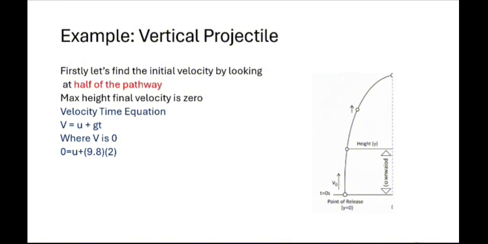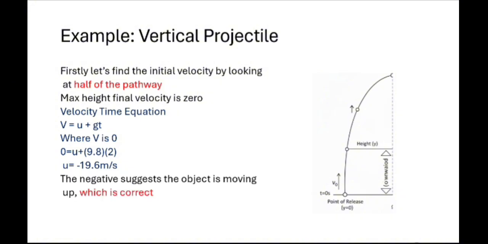From there, when I solve this, I get u as negative 19.6 meters per second, telling me that it is correct because it's going up. It has to be negative if it's going up, because downwards is considered to be positive. As I've written here, negative suggests that the object is moving up, which is correct, right?